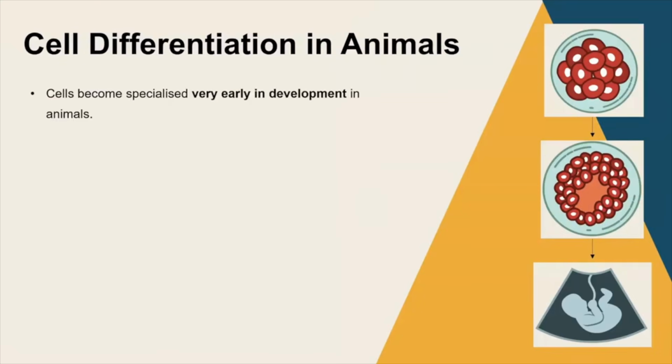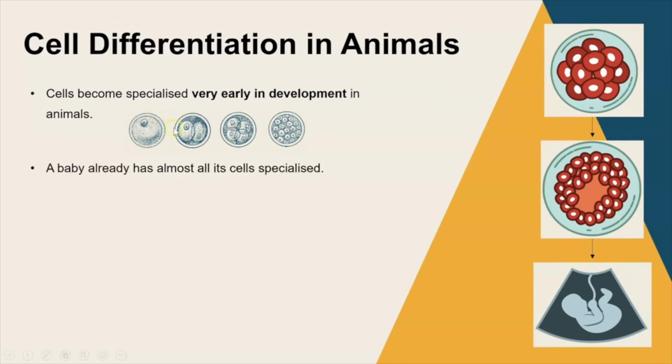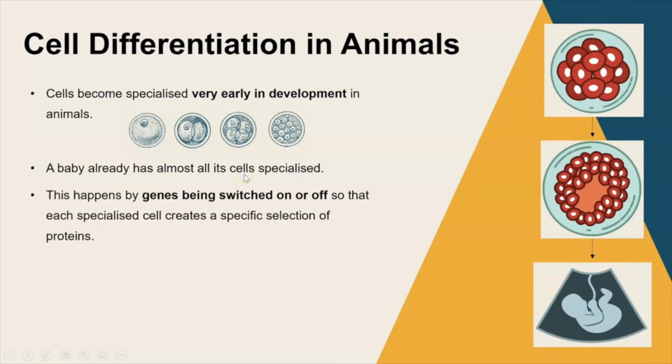So cell differentiation in animals, this happens very, very early in the development for animals. And that's what we're seeing here. We've got just the zygote initially, so that is the cell that forms after a sperm and egg cell fuse. Then, after a few days, we get the cells dividing until you just have a ball of cells, which is the embryo. By the time that a human is a baby, so being given birth to, they already have almost all of their specialised cells.